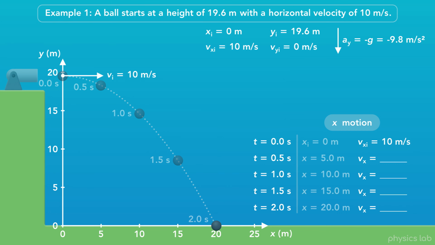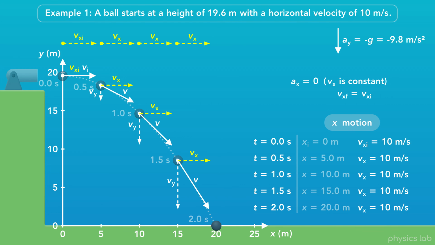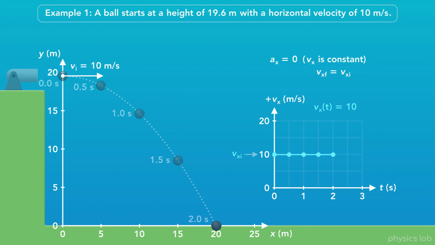What about the velocity in the x direction? Well, since there's no acceleration in the x direction, the x velocity is always the same as the initial x velocity, 10 meters per second. The magnitude, or length, of the x velocity vector doesn't change over time. Here's a graph of the x velocity versus time. It's not that interesting, but it is another way to show that the x velocity is a constant 10 meters per second.